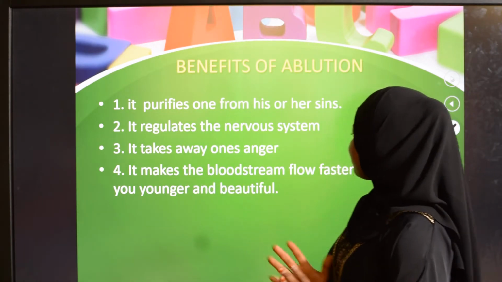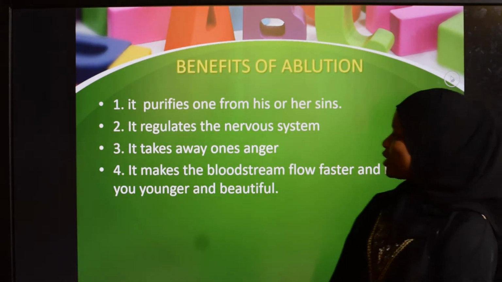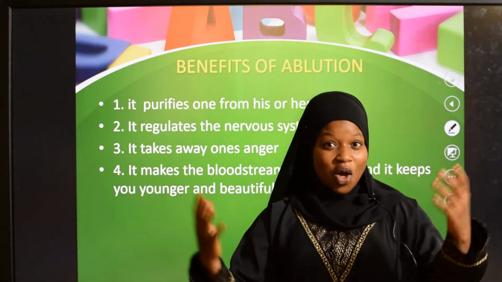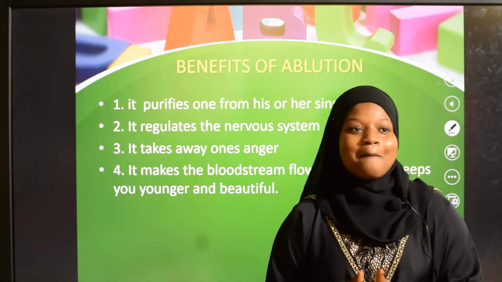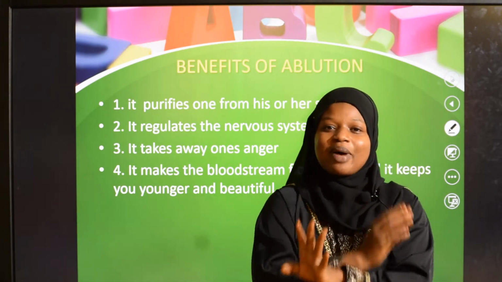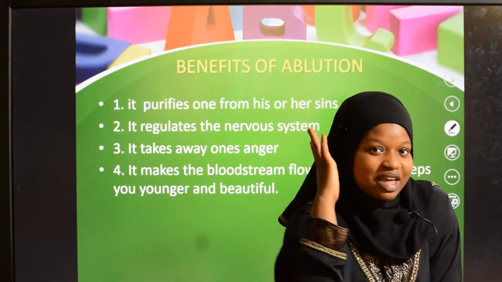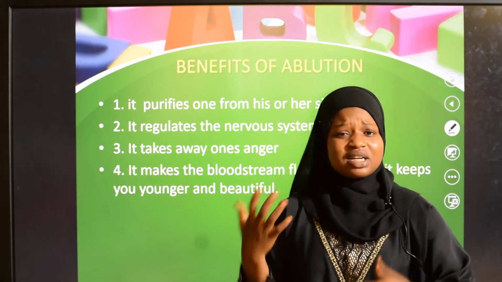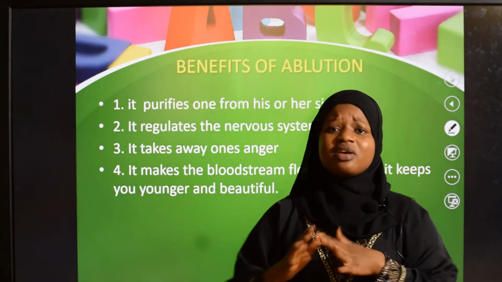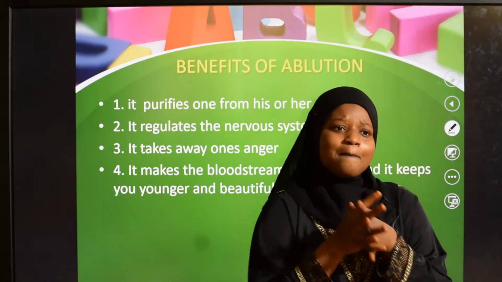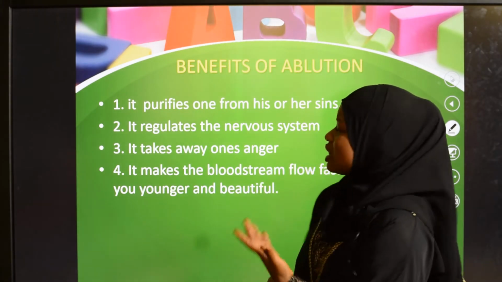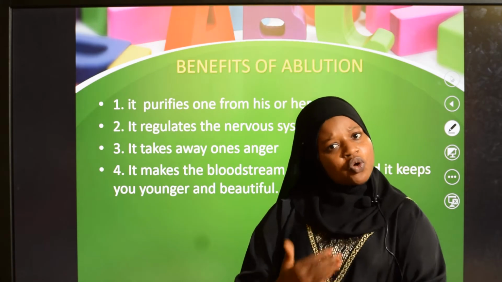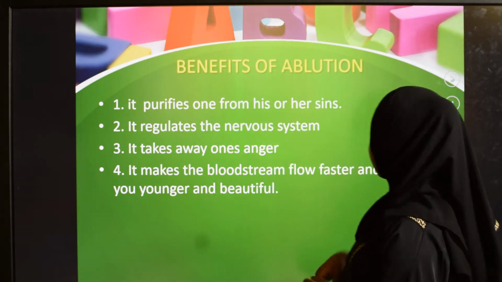And then it makes the bloodstream flow faster, and it keeps you younger and beautiful. We all bath because we want to become beautiful. But this time you wash your body parts what? 5 times a day. That's before you pray all the obligatory prayers. So you can see how your skin will be very nice, younger, and then what? Beautiful. And it helps what? The bloodstream to also what? Flow very, very fast. Now let's move on.